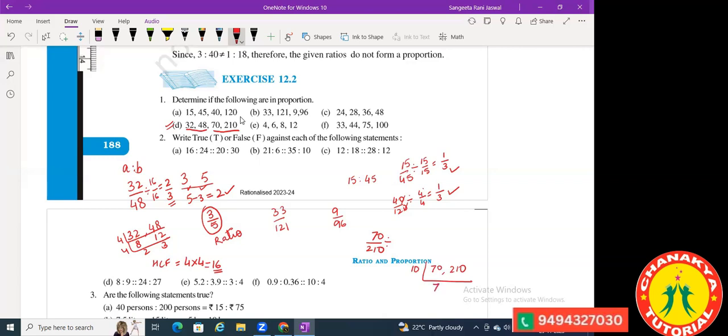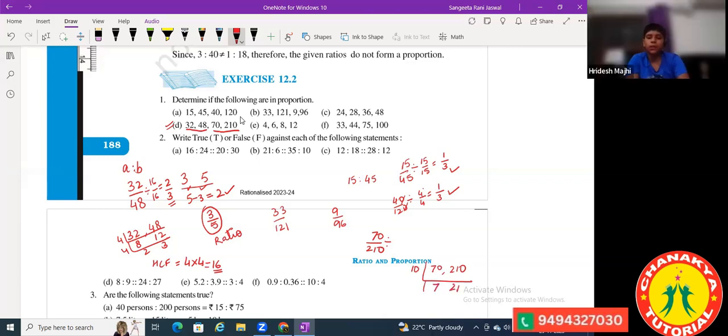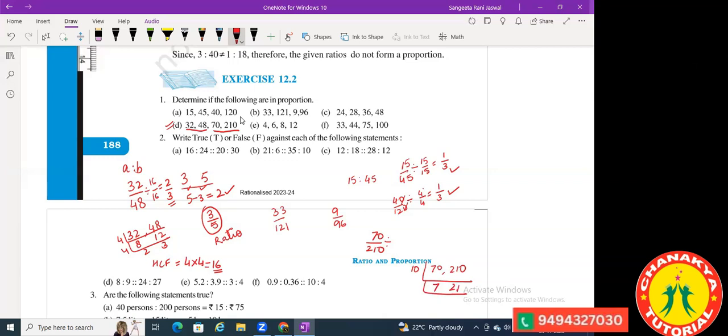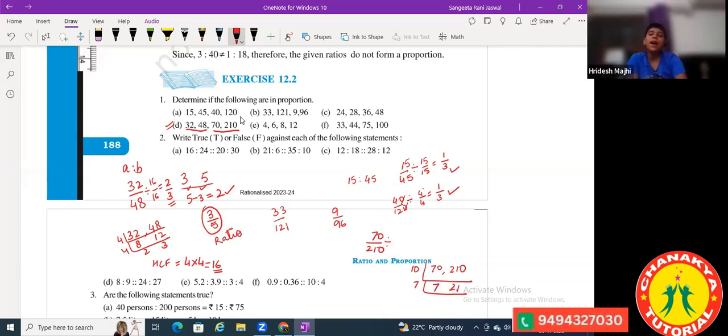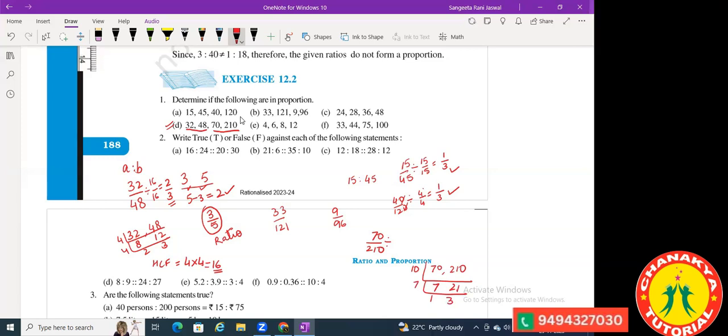10 sevens are 70, 10 threes are 30. Teacher, 10 sevens are 70, 21. Okay. Again, then the 7 table. 7 ones are 7. How did you take 10? 10 threes are 30, not a prime number. Yeah, ma'am, 10 sevens are 70.